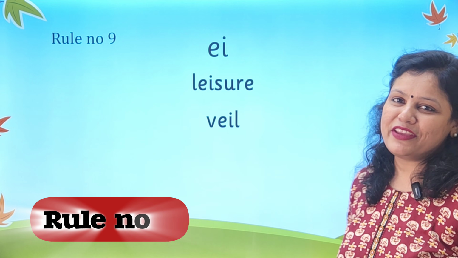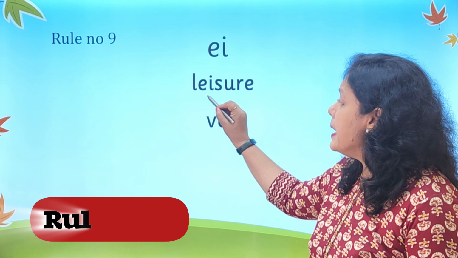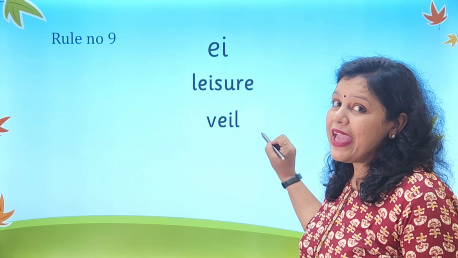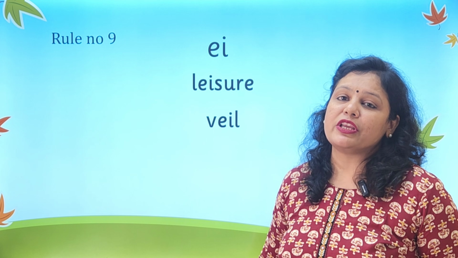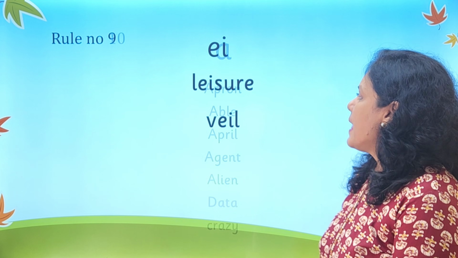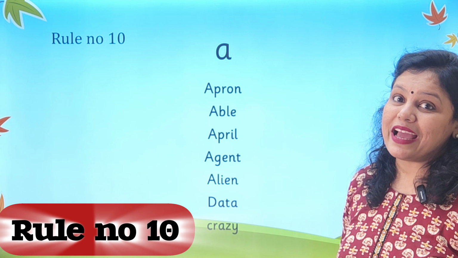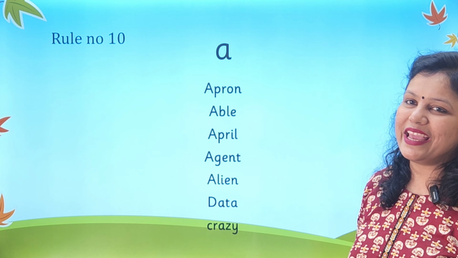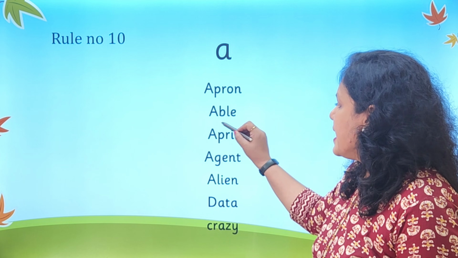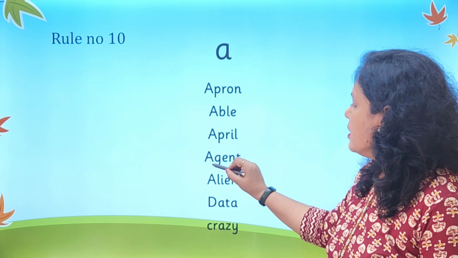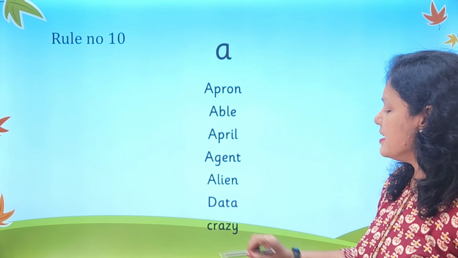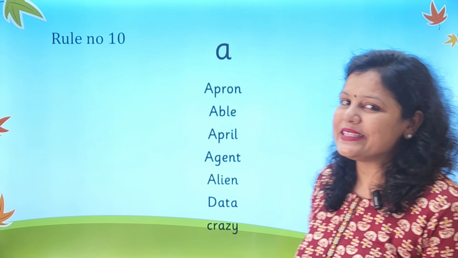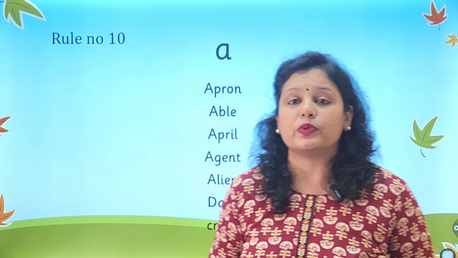I have EI giving you the A sound, as in leisure, veil. Here it is giving you the A sound. And we have the 10th one, that is the letter A giving you the A sound, as in apron, able, April, agent, alien, data, crazy. So these are certain words where the letter A itself is giving you the A sound.